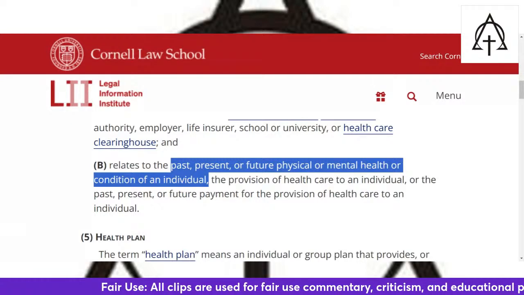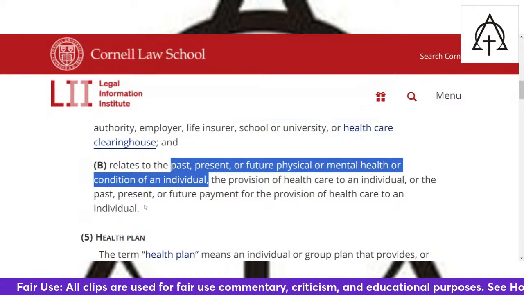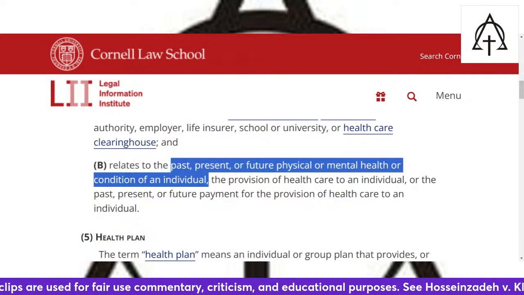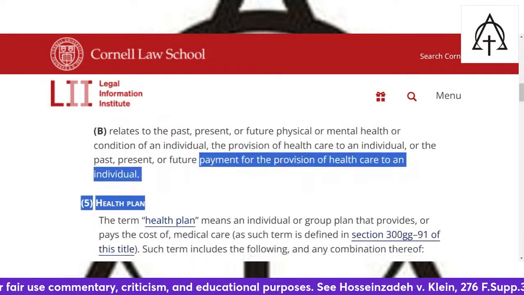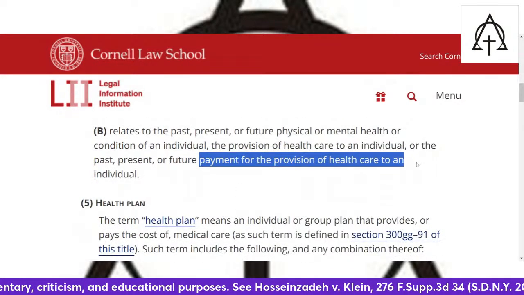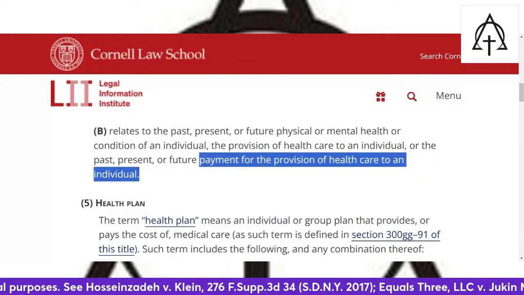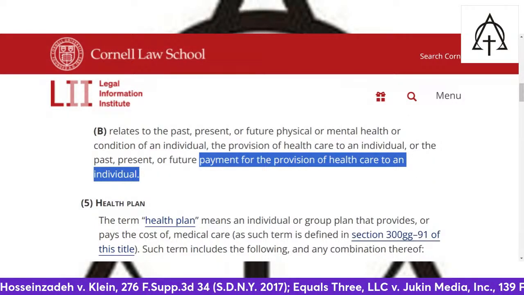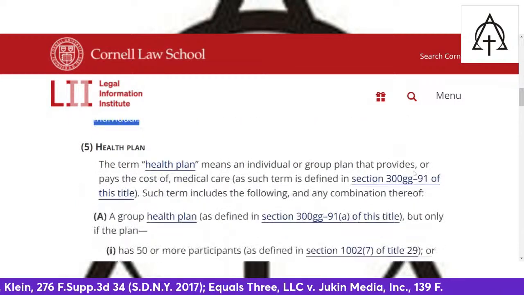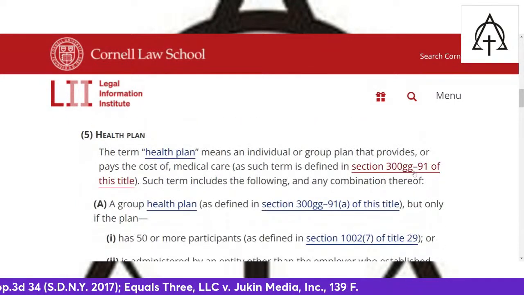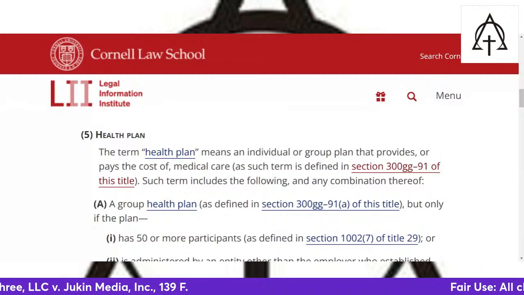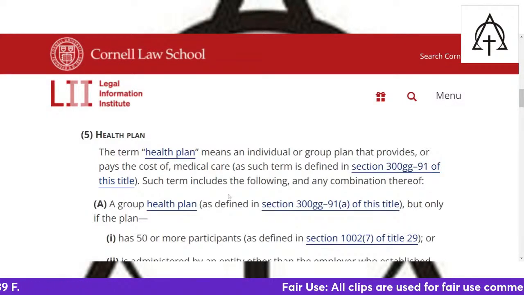The provision of health care to an individual, or the past, present, or future payment for the provision of health care to an individual. Know thyself, heal thyself. That's the plan that's already been put out, folks. You don't need any other health plans, in my opinion.